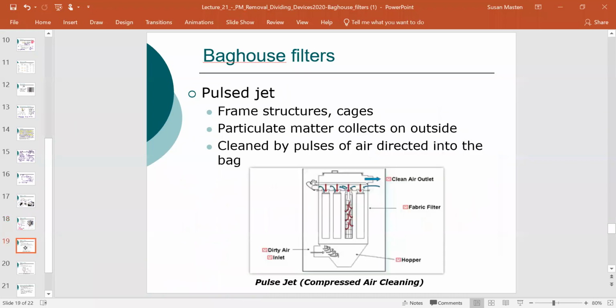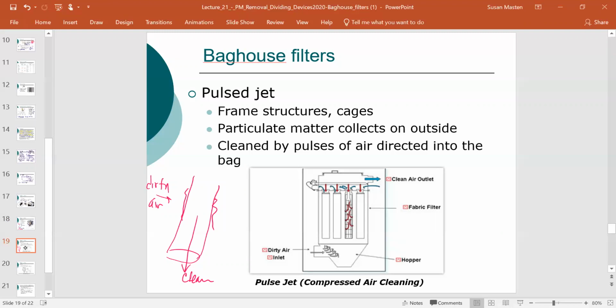We have a pulsed jet, and these are framed. So these are the more rigid structure. So you have a frame and the bag built over this frame or cage. Here, the particulates collect on the outside. So here's the bag. So here's our dirty air. The particulates collect on the outside, and the clean air flows through the center. So this is actually referred to as an outside in mode. The previous was an inside out.